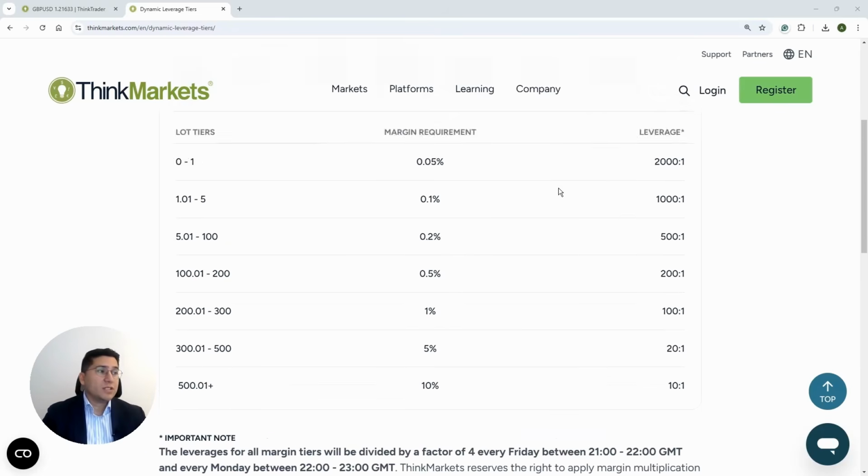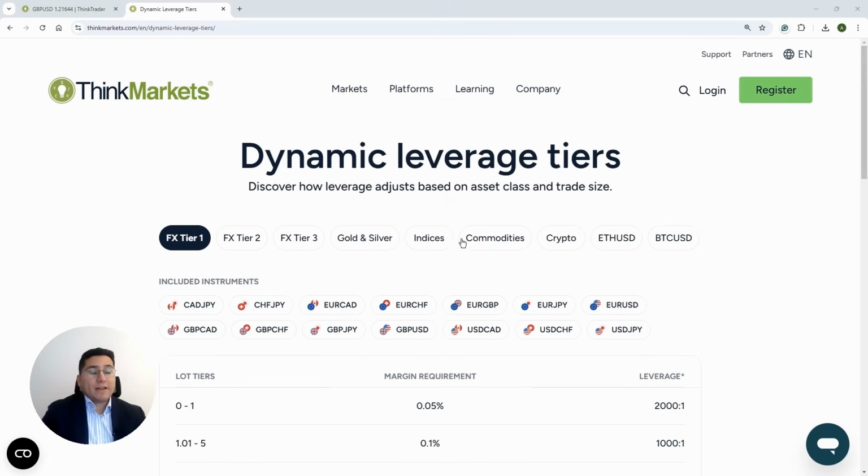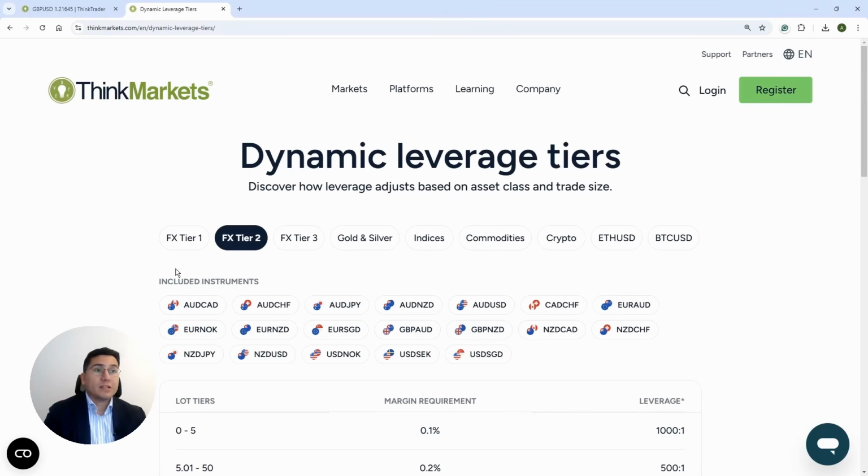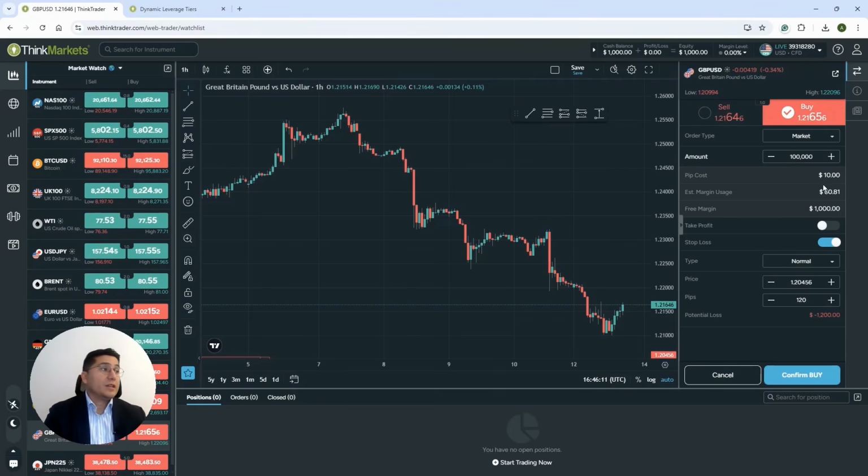And if you wanted to see what markets have more or less leverage, then you can just look it up here on Thinkmarkets. Alternatively, the easiest thing is actually just to open the trading platform and see how the margin changes. For example, you can see if I wanted to open up 2 lots, you can see how my margin requirement is not 120 as you would assume.